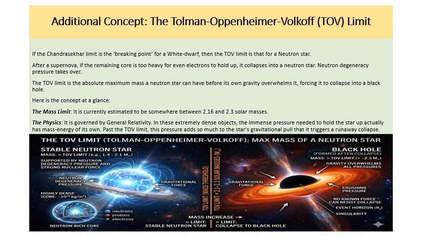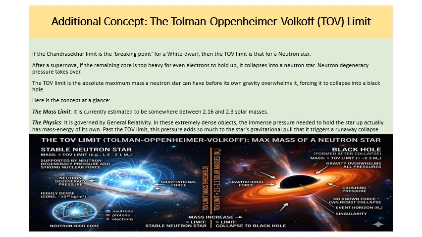There's one more additional concept before I close this lecture. It is the Tolman-Oppenheimer-Volkoff TOV limit. It's just similar to the Chandrasekhar limit. While the Chandrasekhar limit was the breaking point for a white dwarf star, the TOV limit is that for a neutron star. After the supernova has happened and the neutron star is formed, we will have further degeneracy going on inside the neutron star. A neutron star's core is actually made up of neutrons. So it has a neutron degeneracy pressure that takes over.